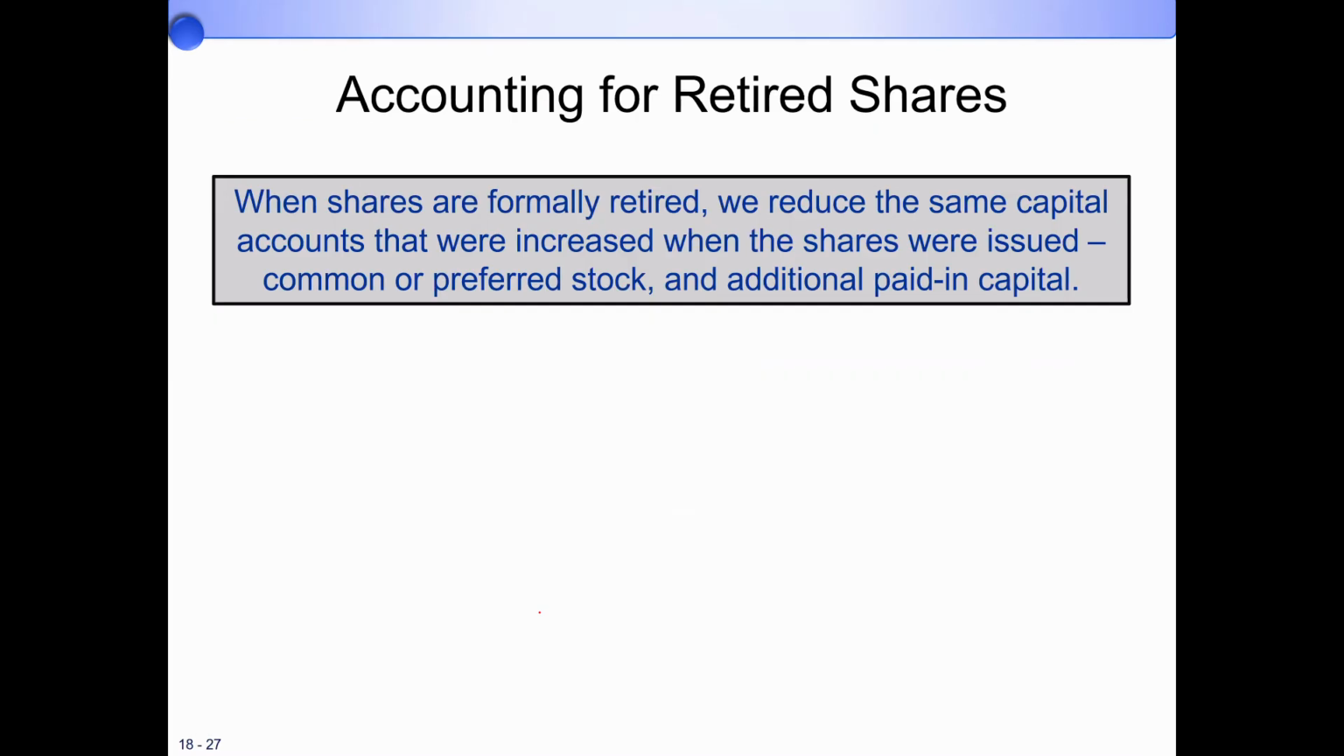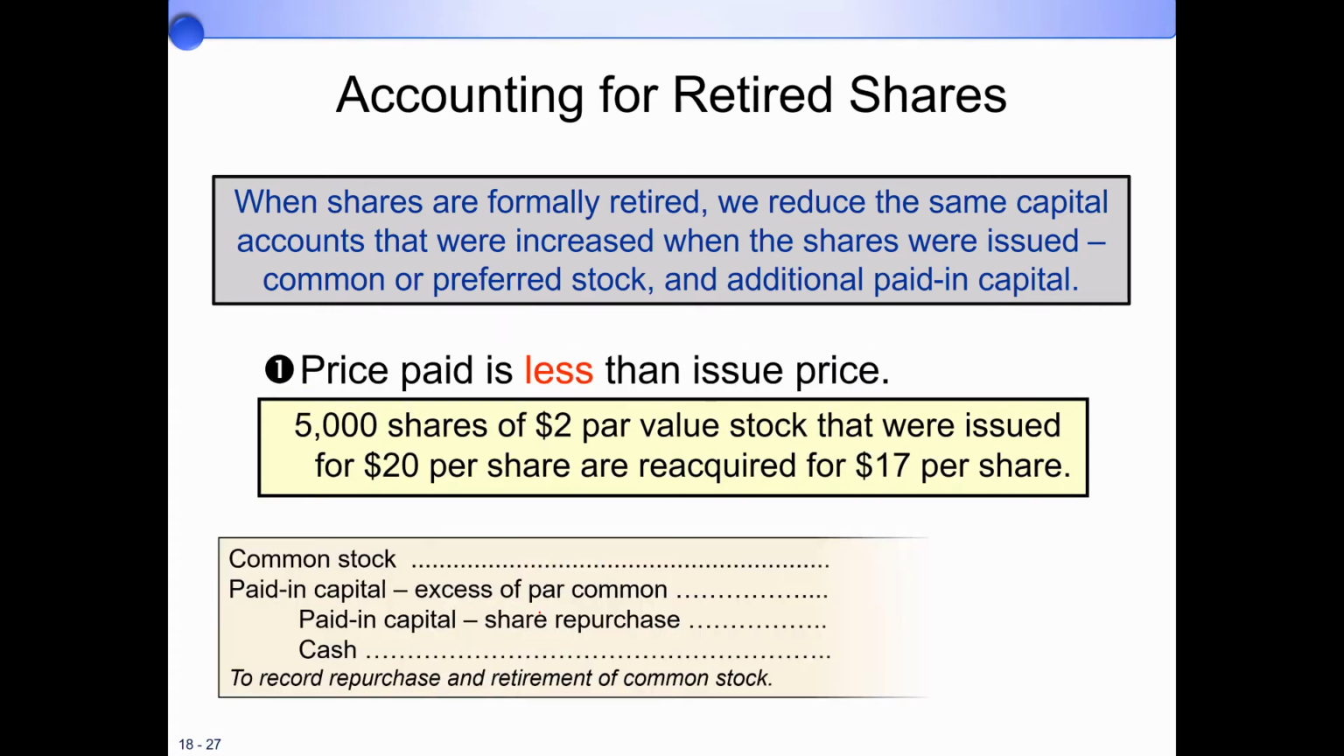Retired shares. We purchase back our own shares, and then we cancel these shares. Those shares no longer exist. So we call them retired shares. Let's look at this example. 5,000 shares of $2 par value that were issued for $20 per share are now reacquired for $70 per share, and then we canceled those shares. Those are retired shares.